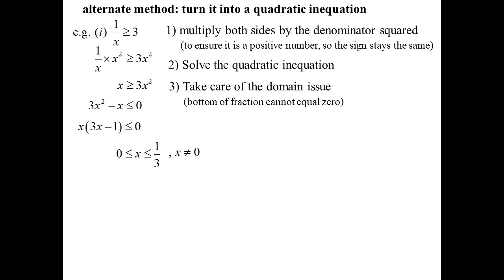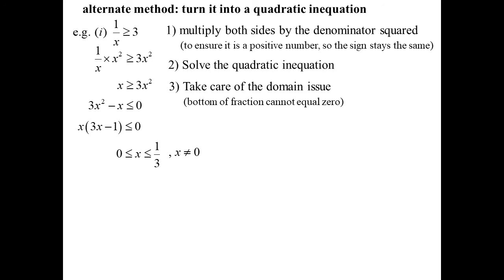Take care of the domain issue though, because notice my answer. And this is the problem, and this is why it's not as successful. Because people do this and they go, oh, there's my answer. But they haven't thought about the bottom of the fraction can't equal 0. And so they've just solved it. They've turned it into a quadratic, solved the quadratic. That is the correct answer for the quadratic.